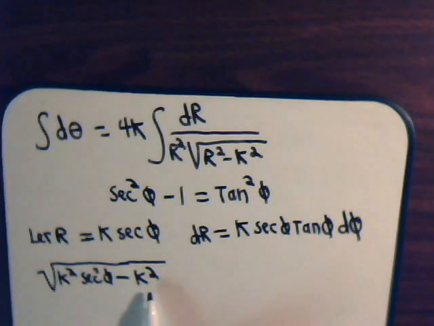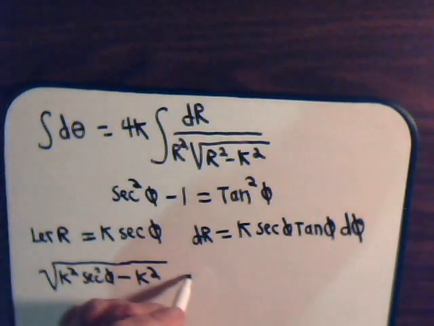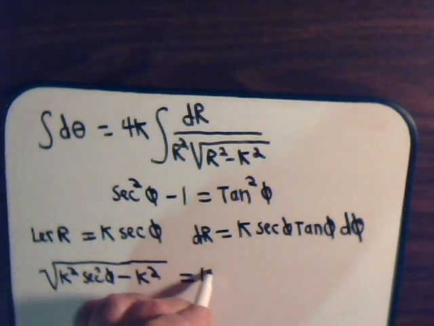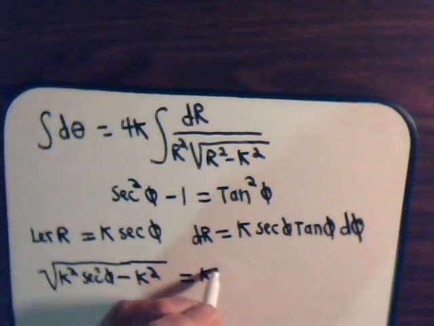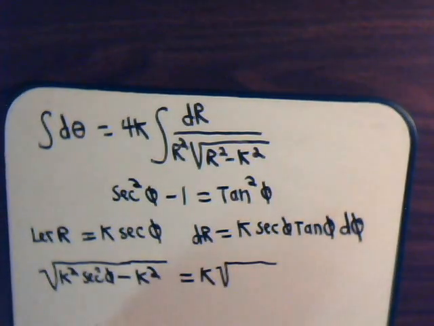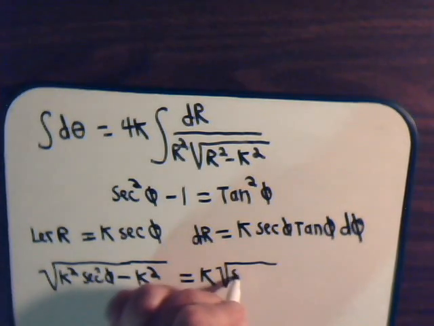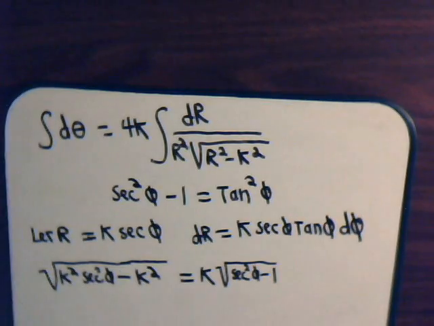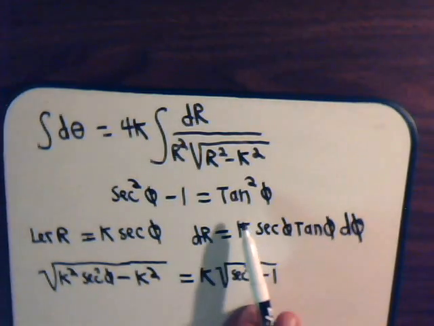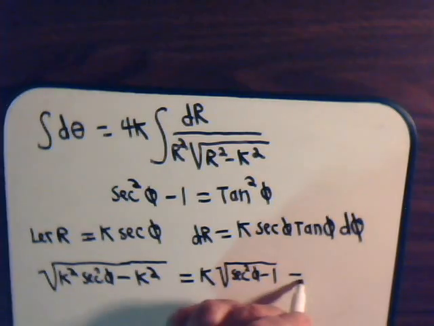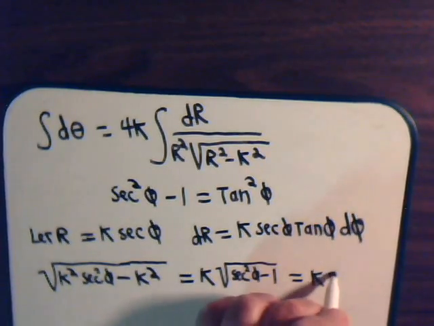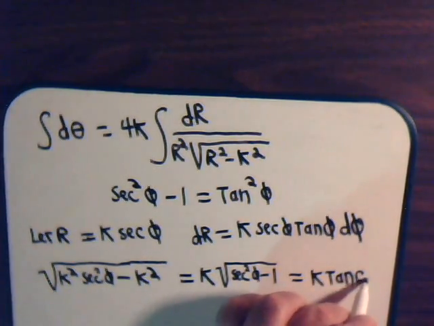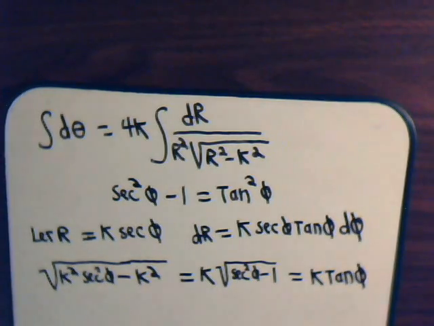We're going to factor out the k squared, take it to the outside here. So that will be, when we take it to the outside, k times the square root of secant squared psi minus 1, and that is the tangent of psi. So you have k tangent of psi. So we should have everything in place that we need to tackle this integral.